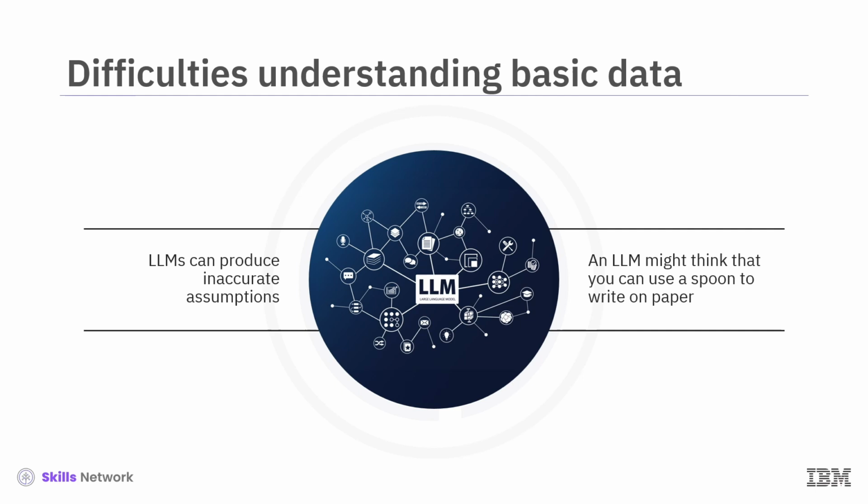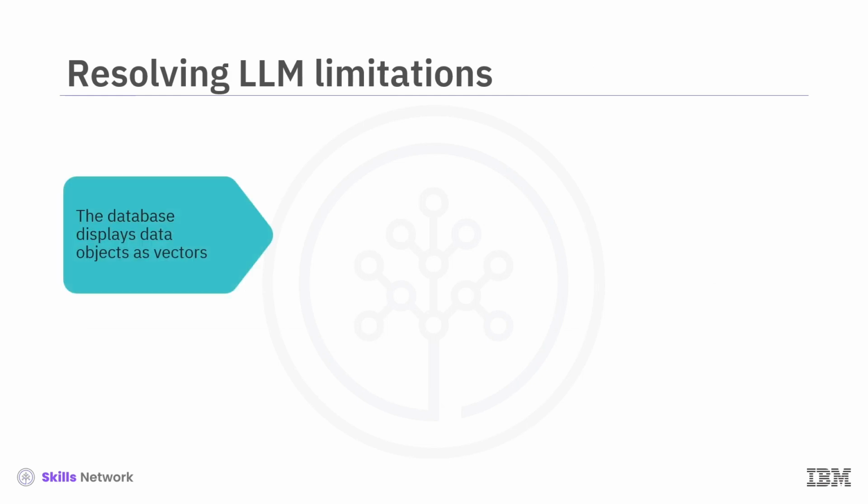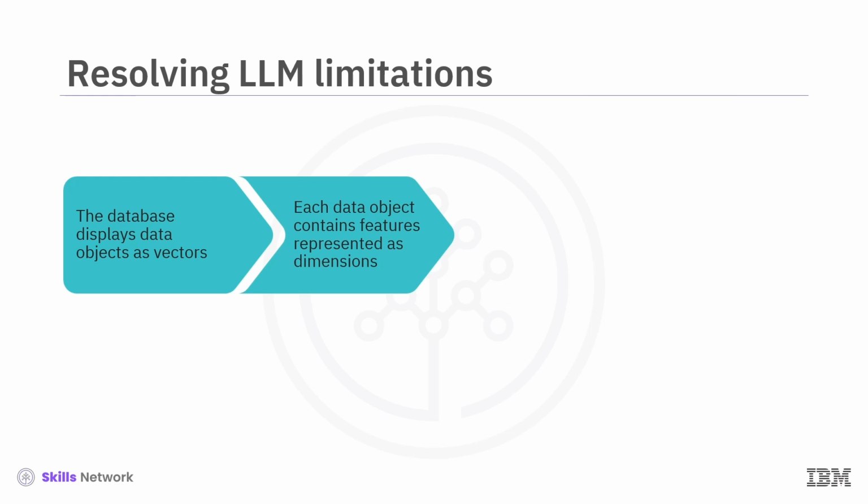Vector databases play a vital role in resolving these misunderstandings. A Chroma vector database is a suitable solution for resolving these issues. A pen and a spoon are data objects. As such, data objects within a vector database exist as vectors, which are like lines or points in multidimensional space. The vector database describes each feature of each data object using a dimension.